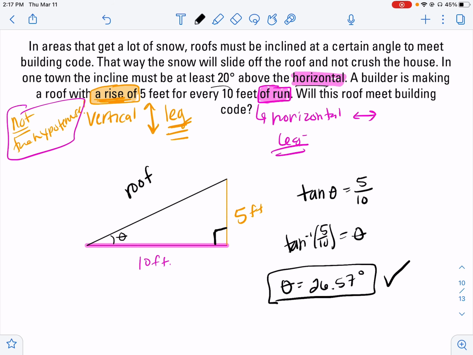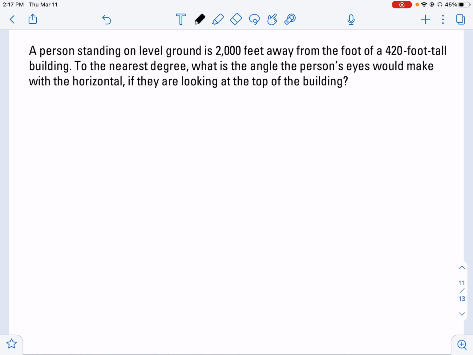Let's do just one more example. A person standing on level ground is 2,000 feet away from the foot of a 420-foot tall building. Whew, there's a lot of feet in there. So let's look at this. I have a building. And someone standing on the same level of it is 2,000 feet away. So this is going to be my 2,000. I lost a 0 in there. And we have our person standing here.